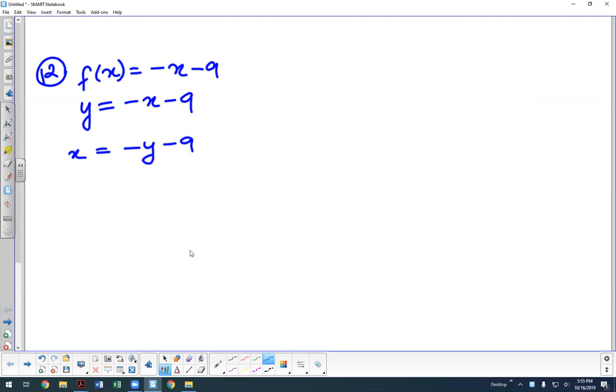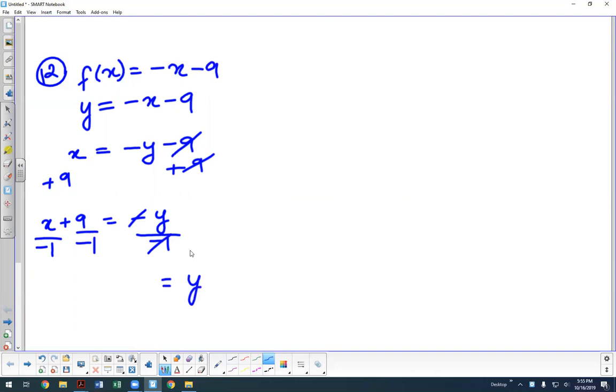Now the goal is to get this y by itself, which means start by getting rid of everything else. So what's the first step we do to isolate that y? Yeah, move the 9. So we'll start by adding the 9. So these guys will cancel out, giving us x plus 9 equals negative y. And then we definitely want to get rid of the negative on the y. So how can we accomplish that? Divide by negative 1. So we take each term and divide it by negative 1. We will have a positive y left behind.